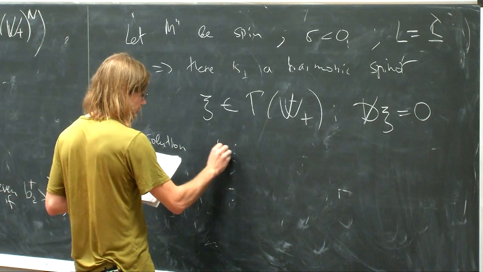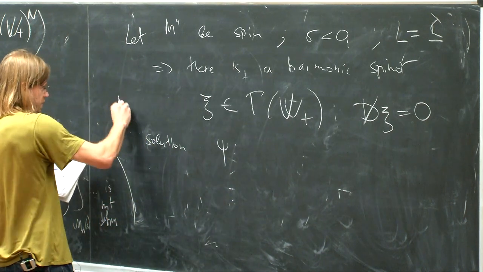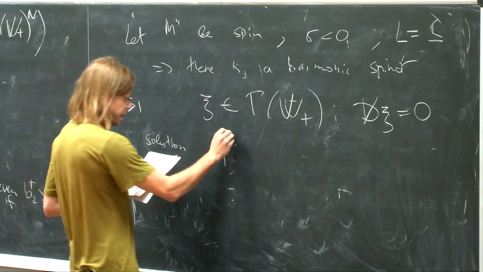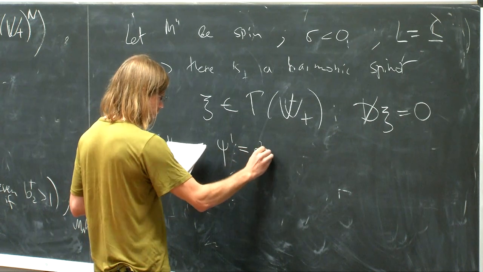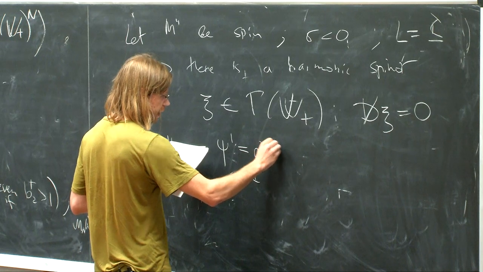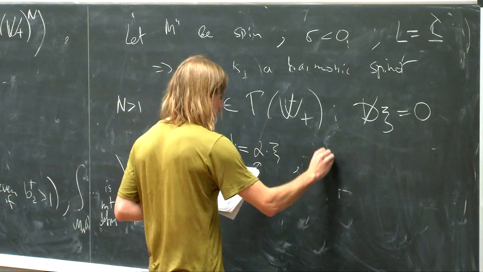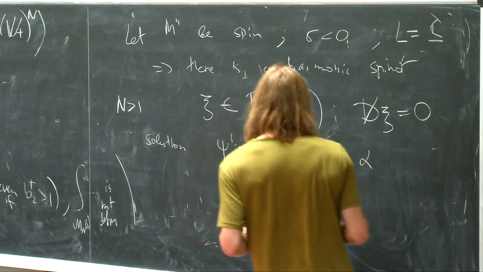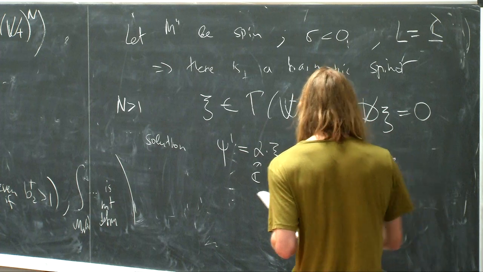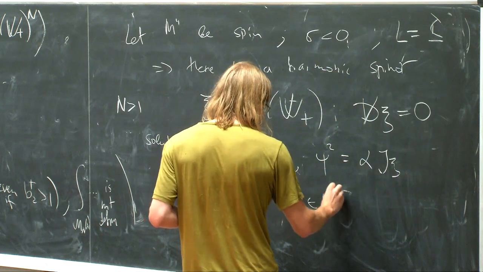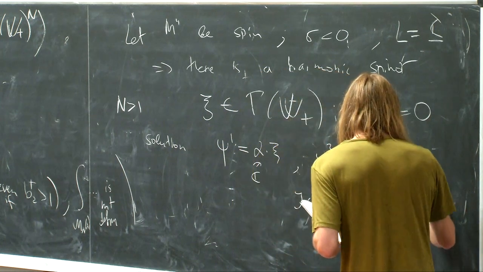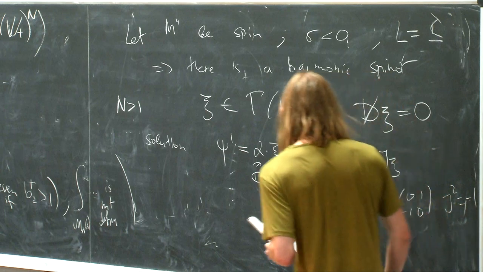I want to assume that n is greater than or equal to 2, so non-compactness should happen when n is at least 2. So I take my field psi 1 to be some complex number times this psi, and psi 2 to be the same thing times j acting on psi, where j is a certain element of the U2 group. Well, namely, it's something like this, just squares 2 minus 1.